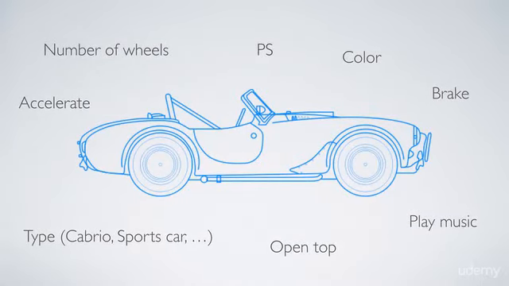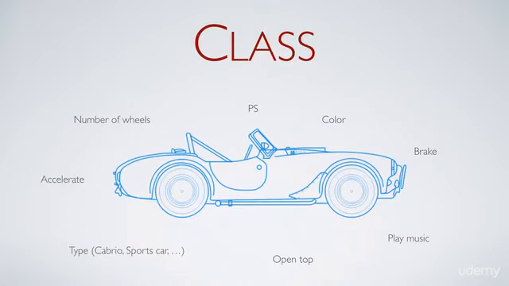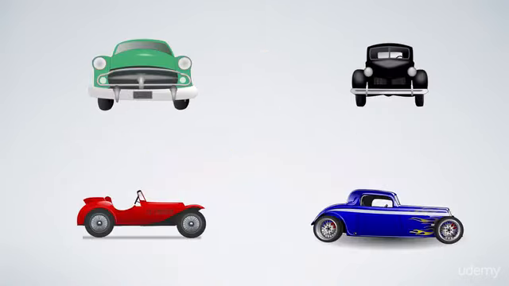And such a blueprint is actually called a class. So a class is nothing else but a set of properties and methods that describe an object. And an object is nothing else but a car itself. So the green car is an object of the class blueprint. The black car is an object of the class blueprint, as is the sports car or the cabrio, the red cabrio that you can see here.